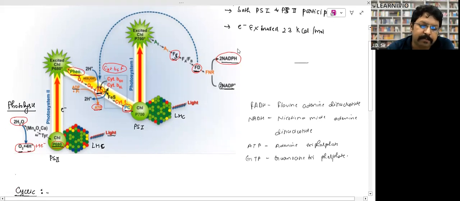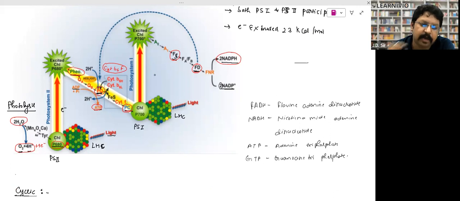You have to focus only on the part where I have underlined, where I have encircled with the red color. You have to remember only those. Try to understand non-cyclic photophosphorylation. So P680 or PS2 contains the oxygen evolving complex, OEC. OEC is made up of manganese, calcium, and chloride. Photolysis of water takes place. So 2H2O breaks down, oxygen is evolved, 4 hydrogen ions are evolved, and 4 electrons are evolved.